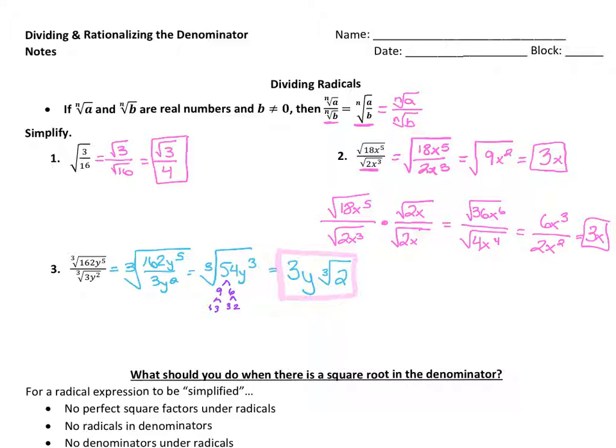So I took the two small roots and made it one large root. I then did 162 divided by 3, which was 54. Then I broke down the 54, and I broke down the y cubed. So y cubed is 3 y's, which means I'd have one group of 3, so 1 y comes out. When I broke down the 54, I got 3 3's, so one 3 comes out and the 2 stays in. So my final answer is 3y cubed root of 2.